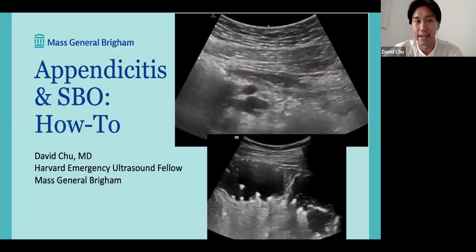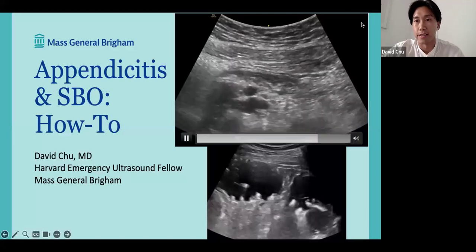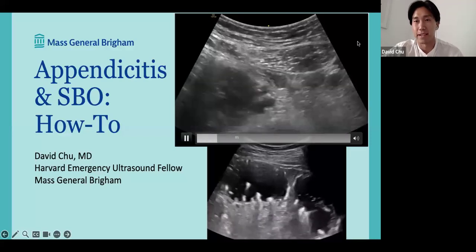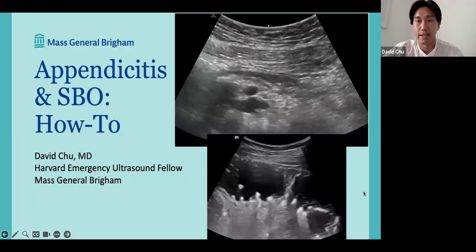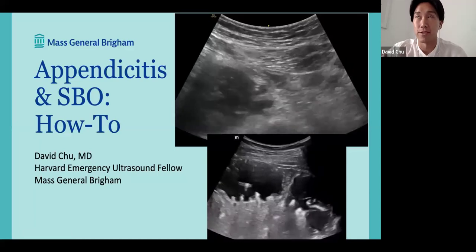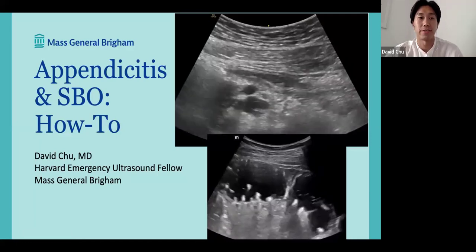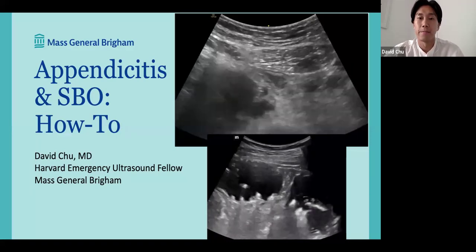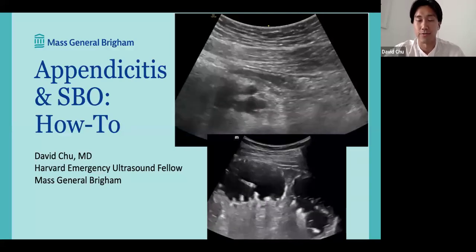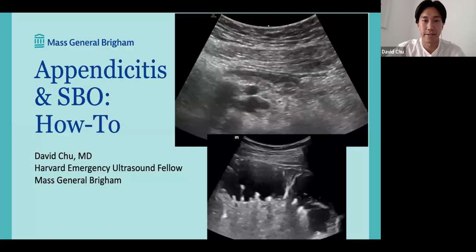I also decided to add SBO to the discussion, small bowel obstruction, just because they're kind of related. There's enough time to fit both appendicitis and SBO into this discussion. This will be a very practical discussion, mostly of how to do the exam and how to troubleshoot when you run into issues of finding the appendix, for example, and also just what the pathology looks like. What are the signs that we look for on ultrasound and some of the specific measurements that we take. So let's go ahead and get started.